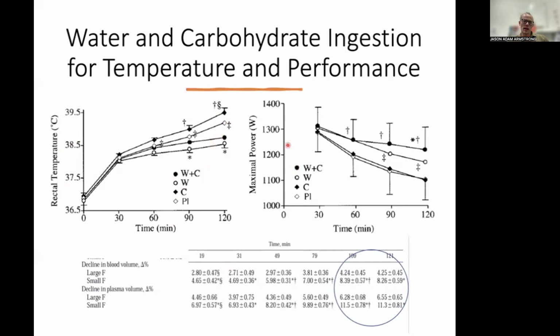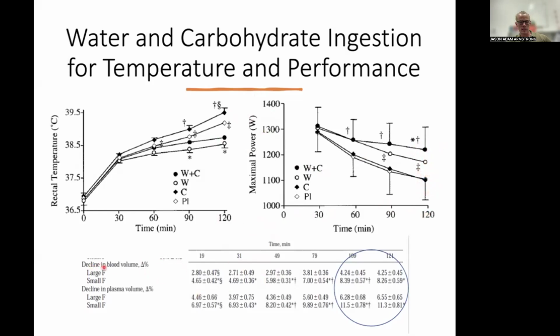And then we look at maximal performance, so my ability to maintain work across that same time frame. What we see here is that the water and carbohydrate group was the most capable of maintaining high performance. The water group seemed to do pretty well as well, but the carbohydrate and placebo groups both were not able to maintain power across time.